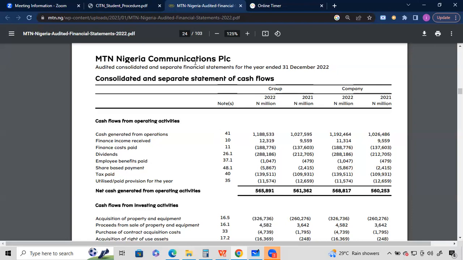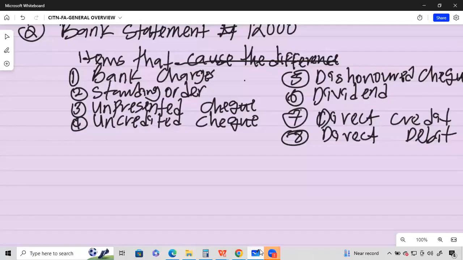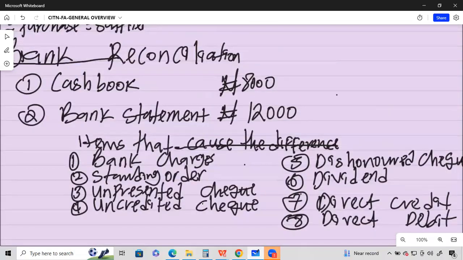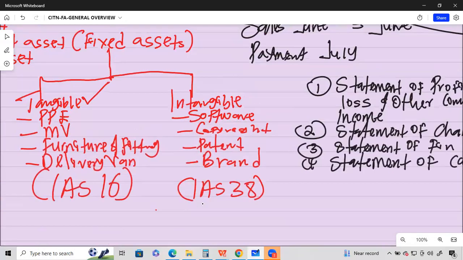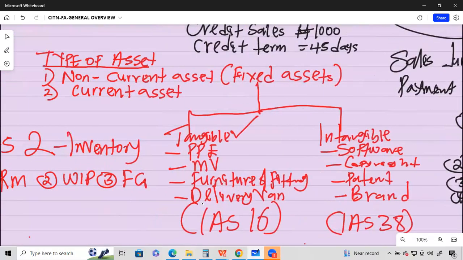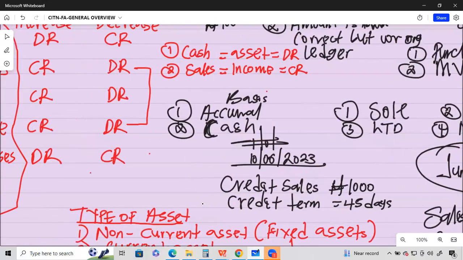So this is just the general overview of this particular course. Let me just say this once again: accounting is very simple. It's not a difficult subject. Accounting is very, very good. Just try as much as possible to understand the concept and the principle behind it, what it is talking about. Once you understand the principle, if this particular transaction occurs, this is what I'm going to do. If this one occurs, this is what I'm going to do. And I would like you to please make sure you don't forget this.